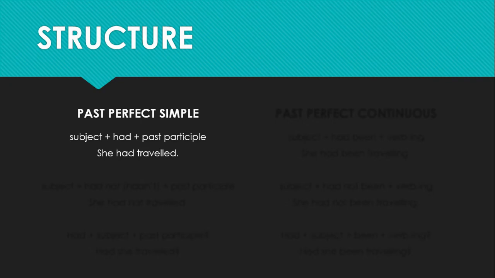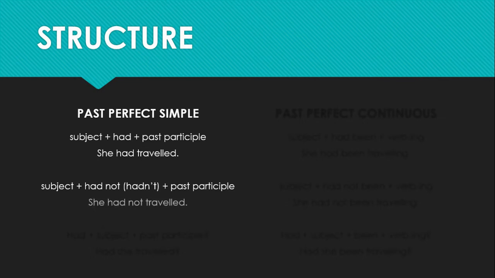Untuk ayat negatif pula, for negative sentences, we should add not after had. So we have the subject followed by had not or hadn't and the past participle. For example, she had not traveled or she hadn't traveled.